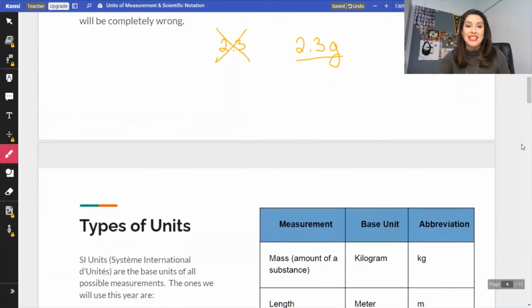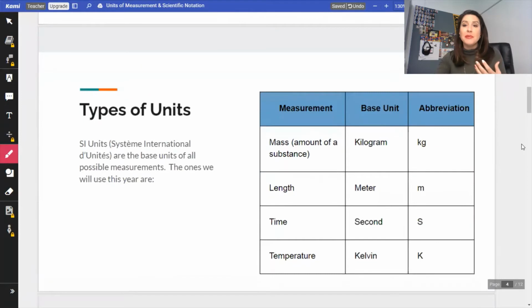So get in the habit of not only including a number, but also a unit as well with every measurement that you report. So we have a couple of different types of units. These are the SI units, or, and I don't speak French, Système International de Unit, and these are the base units for all possible measurements. The four that we're going to focus on this year are mass, which has the base unit of kilogram, and the abbreviation of lowercase k, lowercase g.